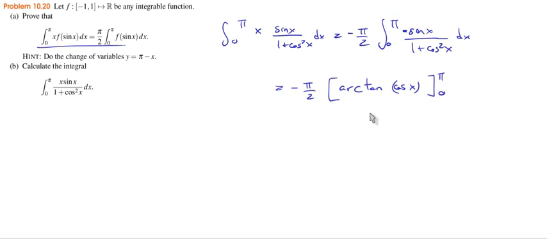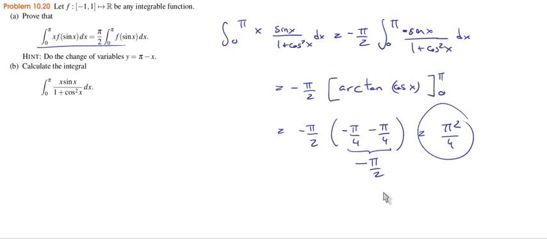from pi to 0. Now minus pi over 2, and then the cosine of pi is -1. The arctangent of -1 is minus pi over 4. And then we have the cosine of 0, 1, the arctangent of 1 is pi over 4. So this is minus pi over 2 times minus pi over 2. So this is just pi squared over 4. And that's the value of that integral.